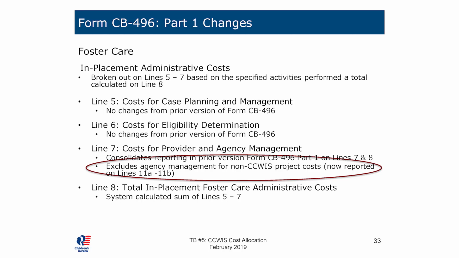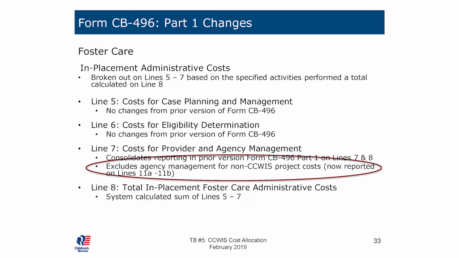of overall agency management. What this slide shows is that we have now, on the revised Form CB-496 for in-placement administrative costs, removed the specification that non-CCWIS project costs be reported as part of the cost for provider and agency management.